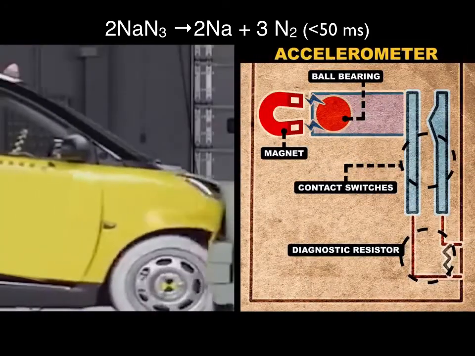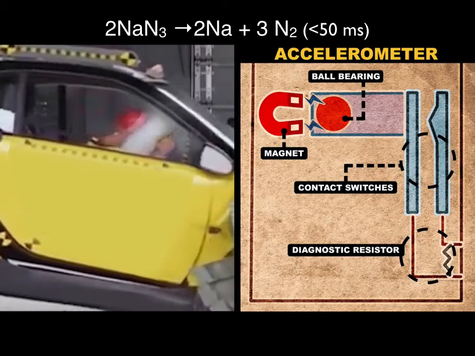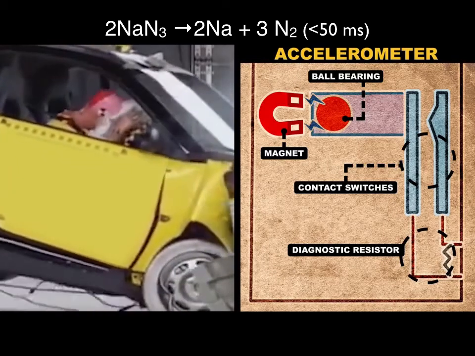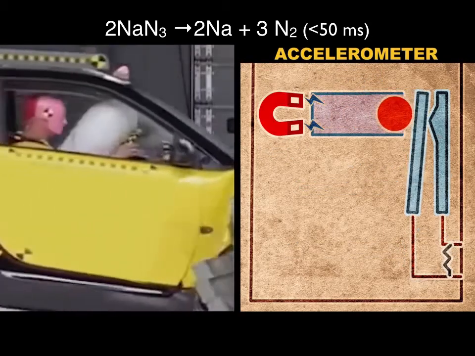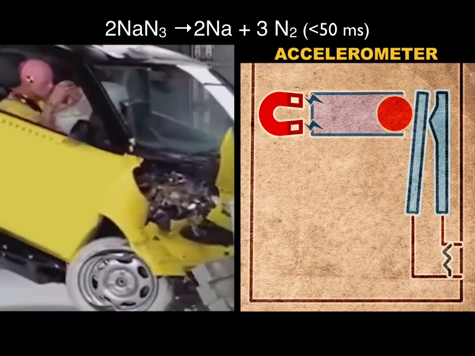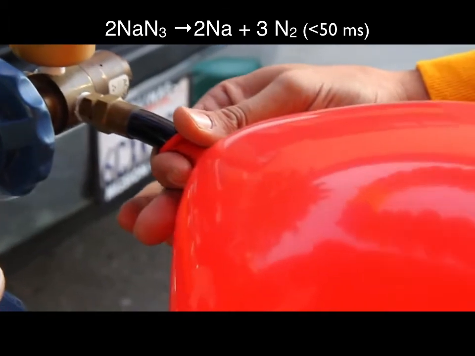Your car has an accelerometer, several actually, in case one fails or goes off by mistake, that detects sudden, rapid changes in velocity. In one model, a ball bearing is normally held in place by a magnet, but in a crash, it comes flying free, and it flies right into an electrical circuit that tells the car's computer to deploy the airbags.